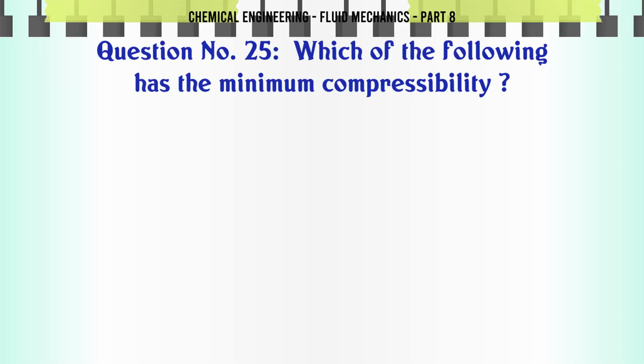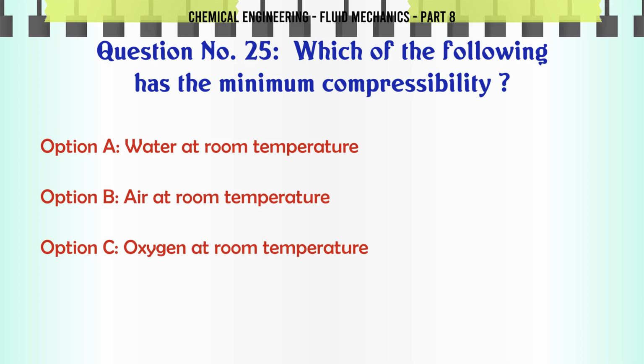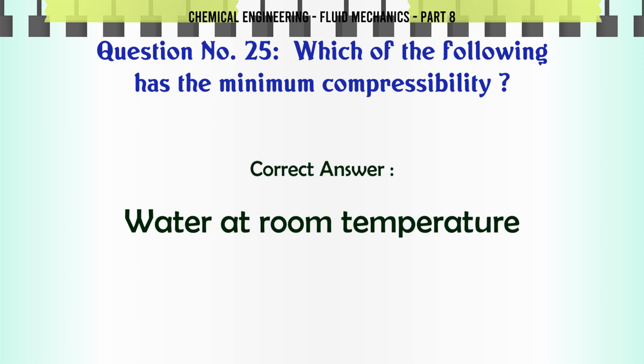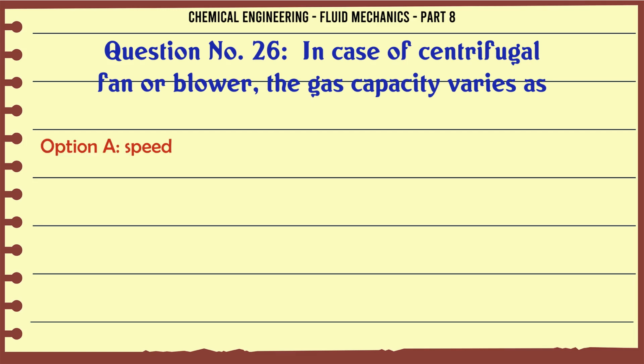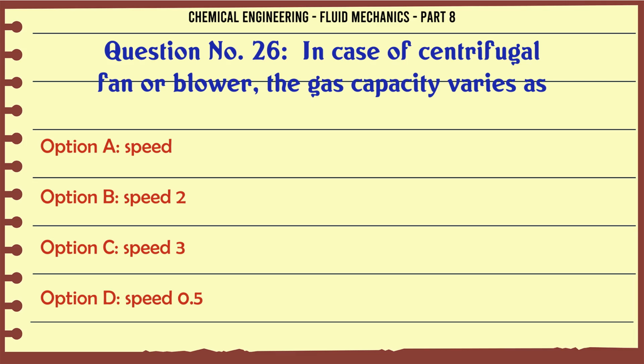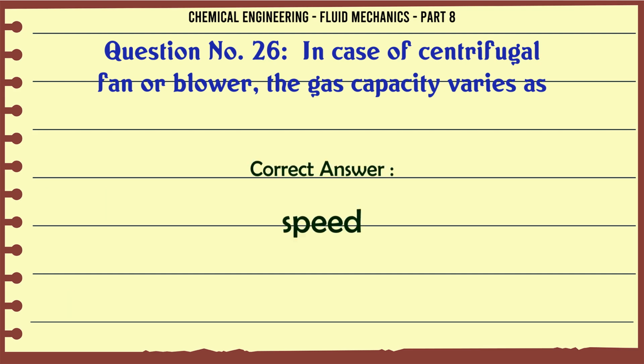Which of the following has the minimum compressibility? A. Water at room temperature. B. Air at room temperature. C. Oxygen at room temperature. D. Nitrogen at room temperature. The correct answer is water at room temperature. In case of centrifugal fan or blower, the gas capacity varies as A. Speed, B. Speed^2, C. Speed^3, D. Speed^0.5. The correct answer is speed.